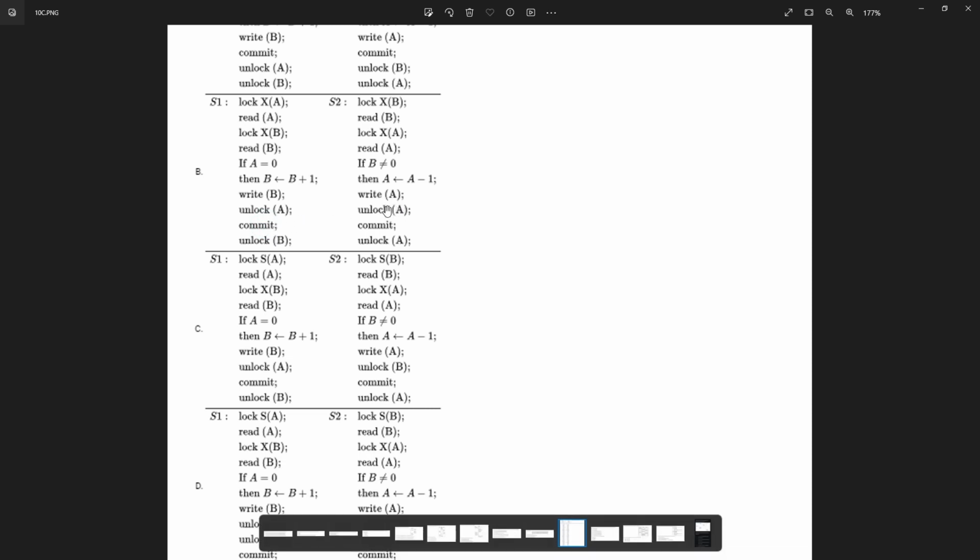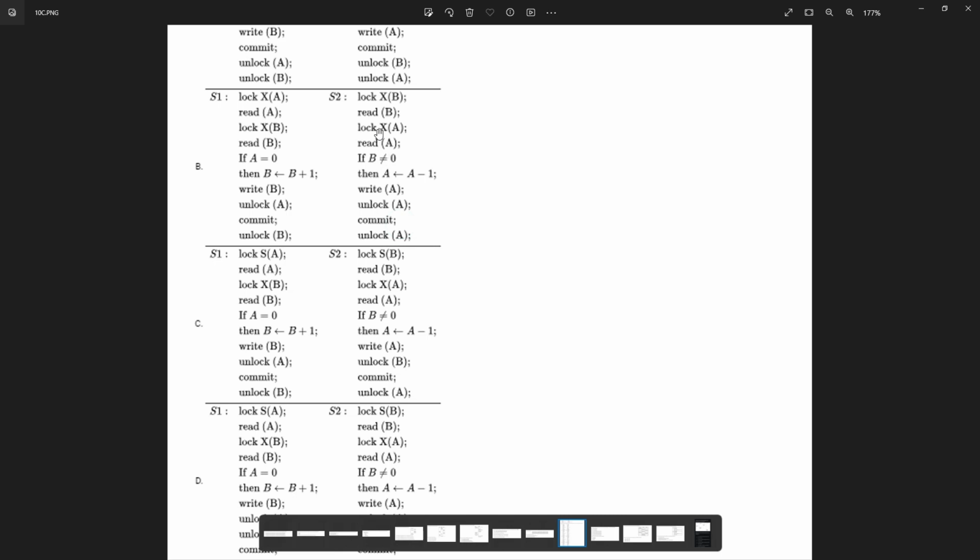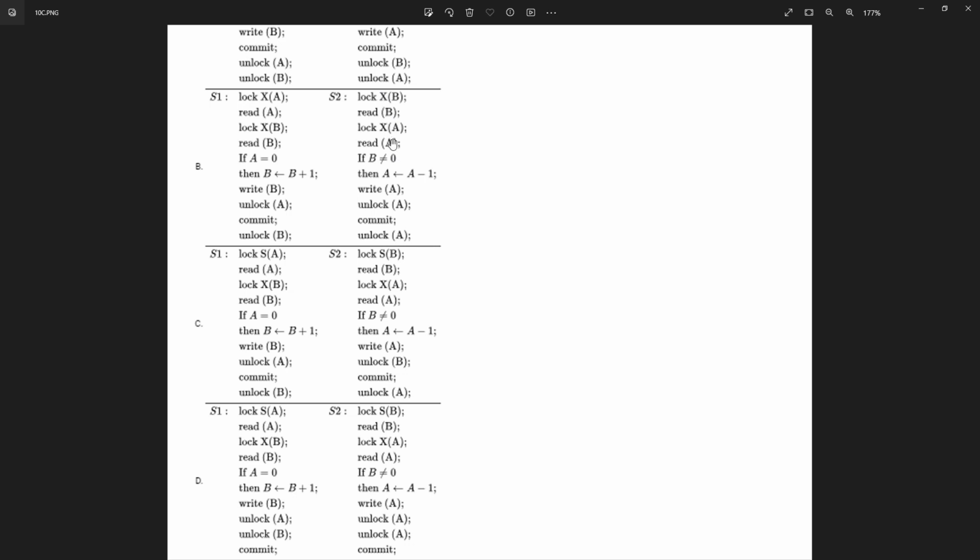What about here, this particular side? Write of A, unlock of A, commit, unlock of A. Okay, so is there any problem in this particular S2 option? Any problem in S2? We have to unlock the B, right? At the end, we have to unlock the B. So option B you can eliminate with respect to this one. We have applied an exclusive lock on B, but we haven't performed unlock of B. So option B is eliminated. What about option C?